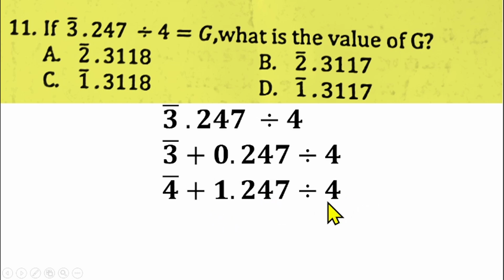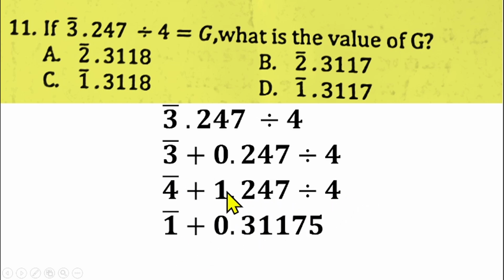So let's start. 4 in bar 4 will give us bar 1, plus then 1.247 divided by 4. You can use a calculator for this one now because this is a positive number. So that gives us 0.31175. Then from there, bar 1 plus 0.31175 will give us bar 1.31175. And our answer is in 4 decimal places. That will give us bar 1.3118, which is option C.